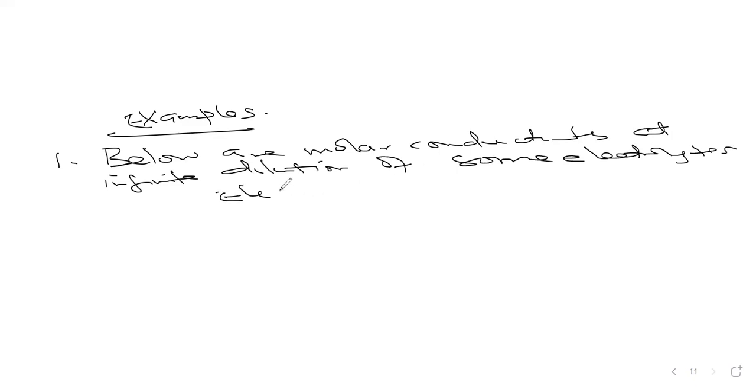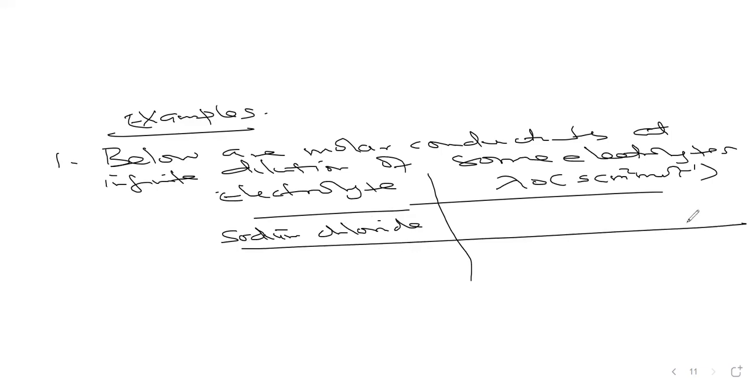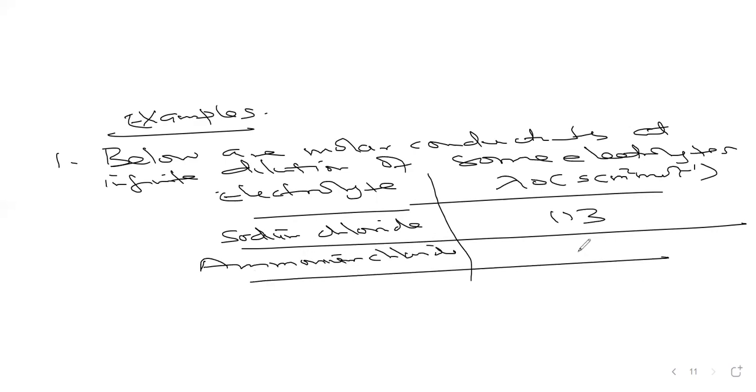We have the electrolyte, then molar conductivity at infinite dilution, units S centimeter squared per mole. The first one is sodium chloride. They may be given to you as words to see whether you can write the correct formula: 113. The other one is ammonium chloride, and that one is 134.1.